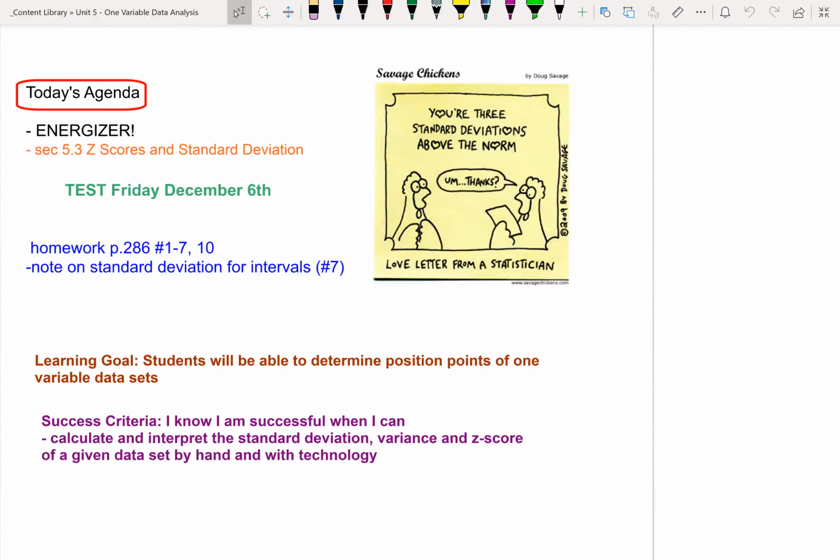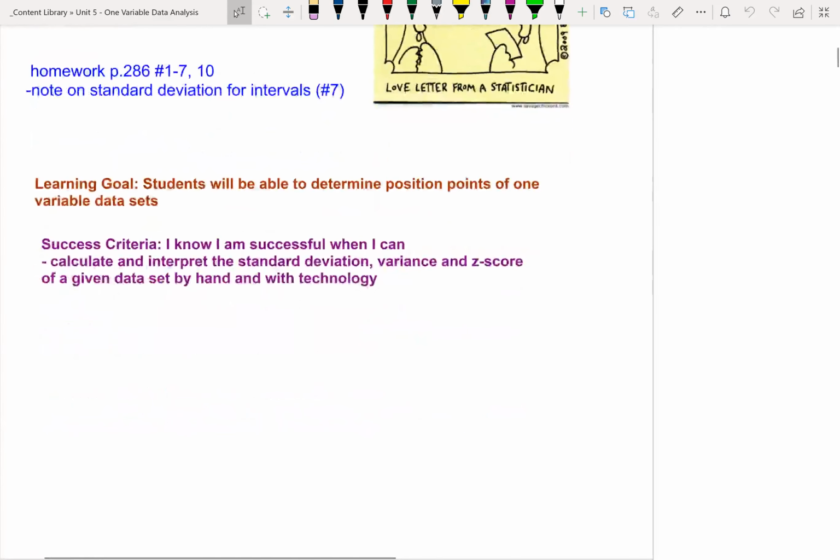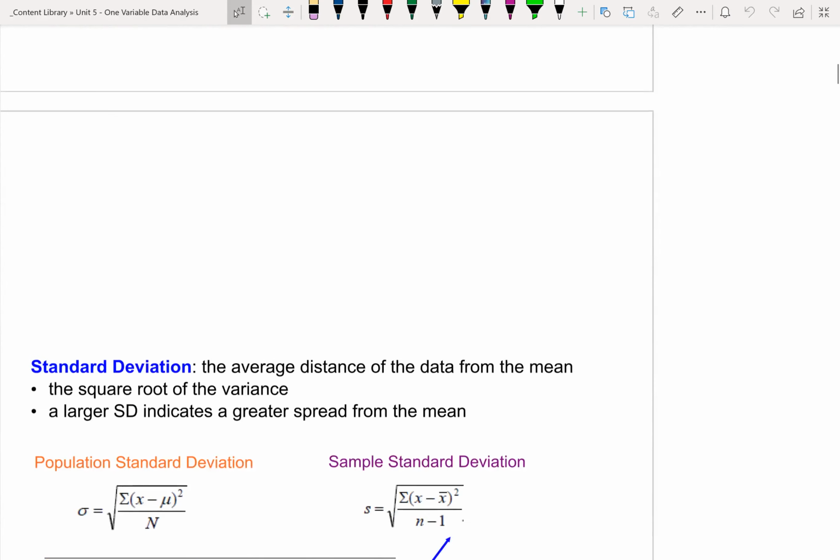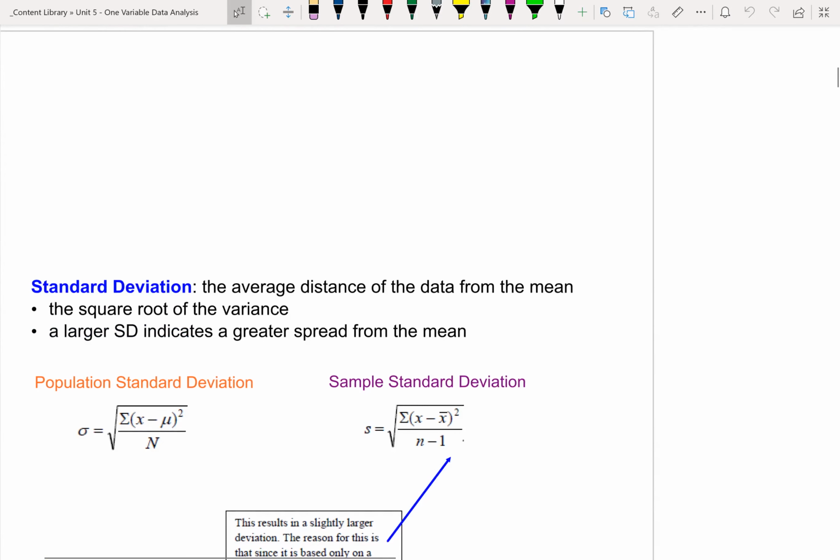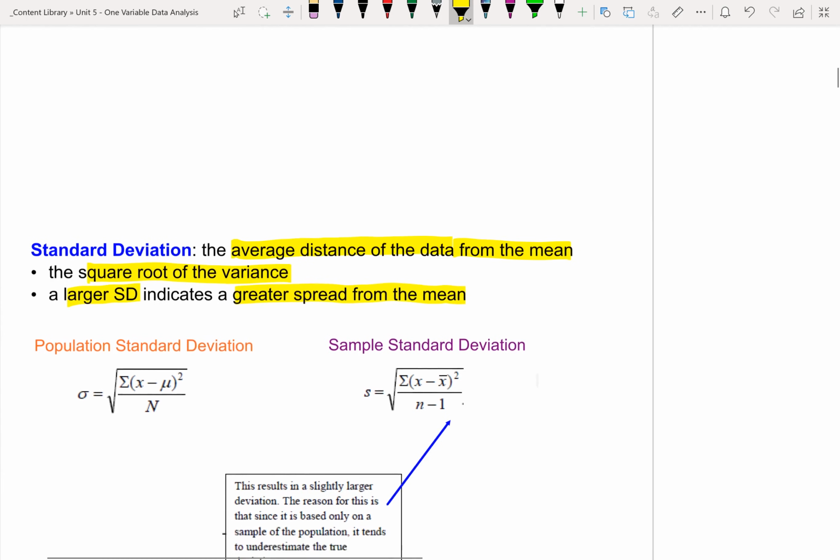In today's note, we're going to look at more measures of spread, specifically z-scores and standard deviation. So what is standard deviation? Standard deviation is the average distance of the data from the mean. In other words, it's the square root of the variance. But basically what standard deviation means is the larger the standard deviation, the greater the spread from the mean. So the higher the standard deviation, the more the data is spread out away from the mean or the average.